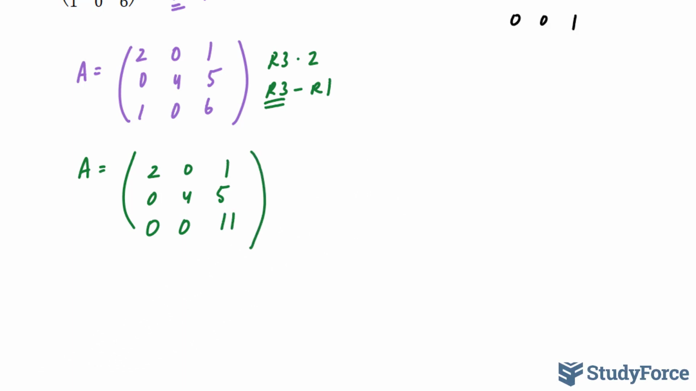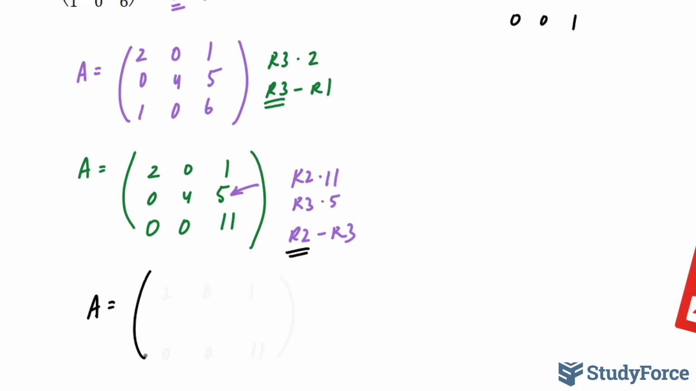Next, I'll try to target this number. And the way I can make this 5 into a 0 is by multiplying row 2 by 11, row 3 by 5, and subtracting row 2 with row 3. Let's go ahead and do that. The only row that will be changed is row 2, so I'll rewrite everything that will not change.